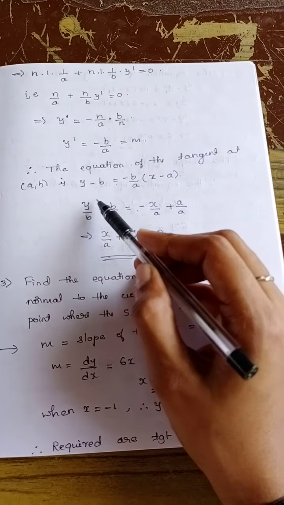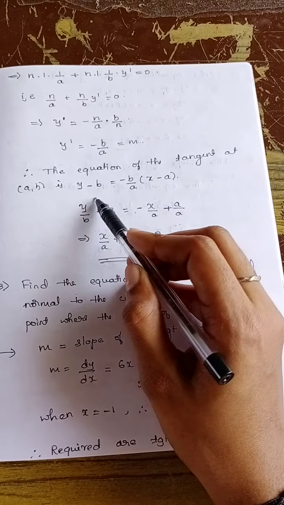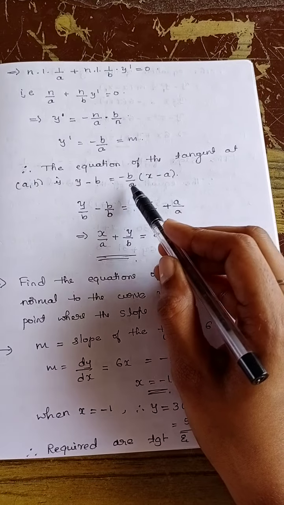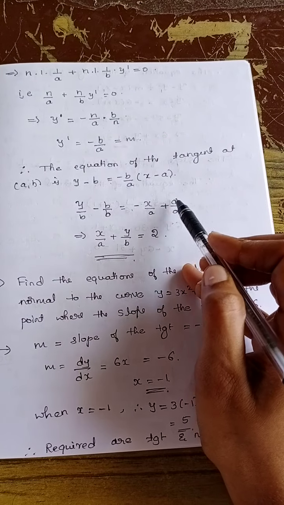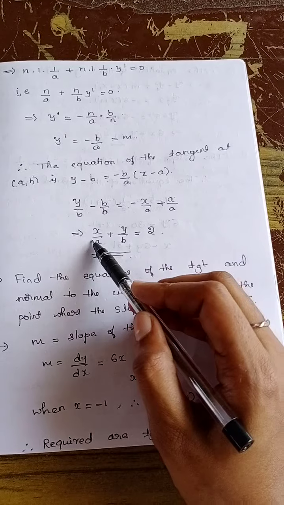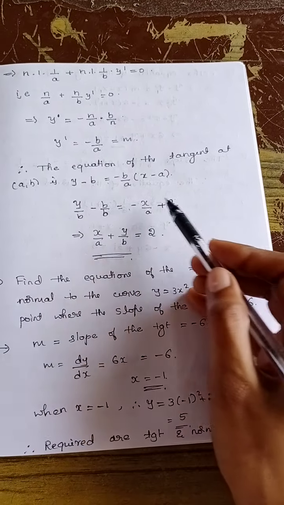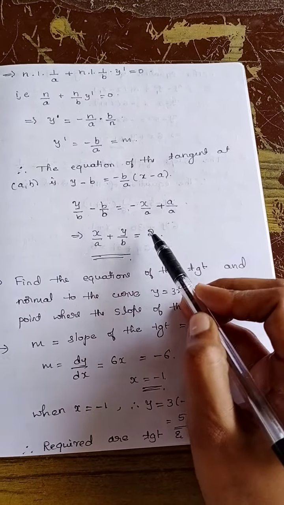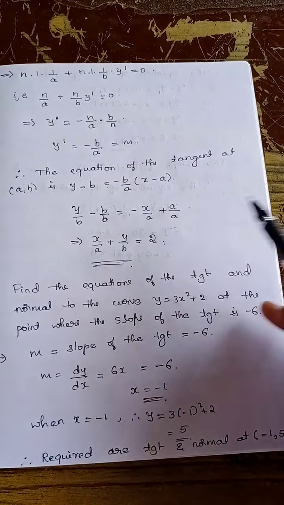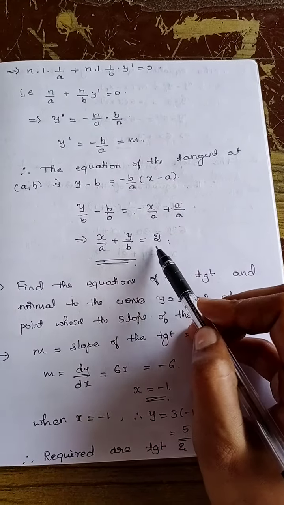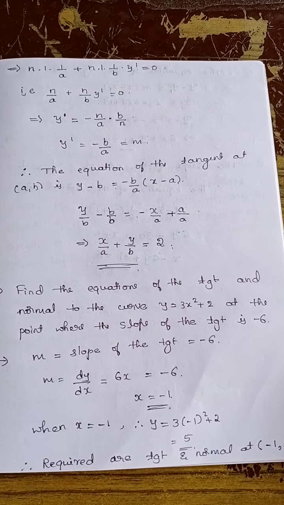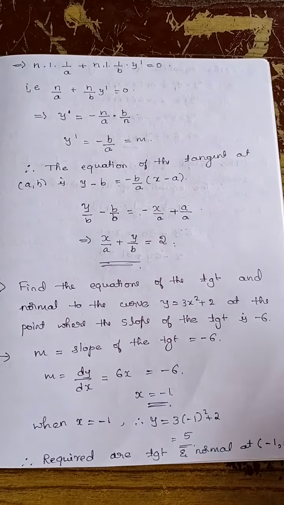That is y/b minus b/b is equal to minus x/a, minus into minus is plus, a/a is 1. So x/a plus y/b is equal to, b/b is 1, a/a is 1, 1 plus 1 is 2. So x/a plus y/b is equal to 2. Therefore this is the equation of the tangent to the curve (x/a) whole to the power n plus (y/b) whole to the power n is equal to 2.